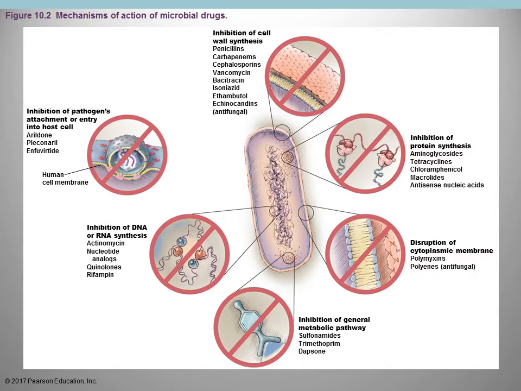What are the mechanisms of how these various antibiotics work, from antibiotics to the synthetic ones? Anything antimicrobial, how does it work? There are six main categories of how they can work: inhibition of cell wall synthesis, inhibition of protein synthesis, disrupting the cytoplasmic membrane, inhibition of general metabolic pathways, inhibition of DNA or RNA synthesis, and inhibition of the pathogen's ability to attach to the host cell or to enter into the host cell.